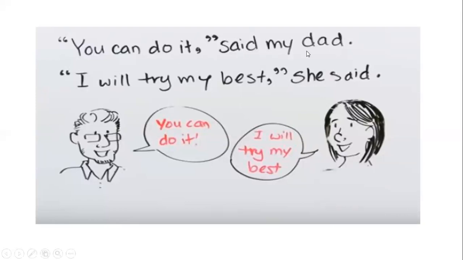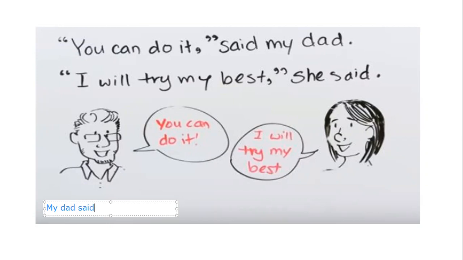"You can do it," said my dad. "I will try my best," she said. "You can do it." This is the exact word of that speaker. Let's place said my dad last. Let's change the place of said my dad. It will be: my dad said.